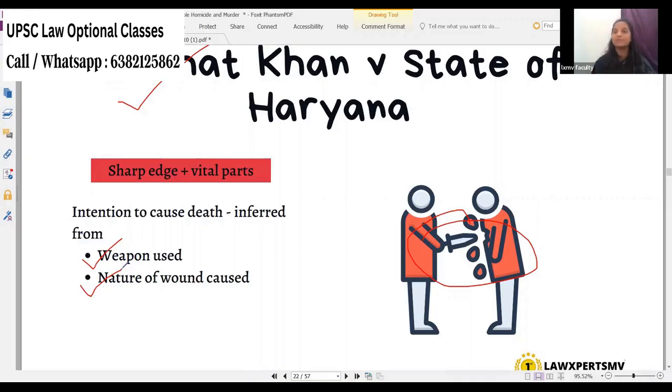These things will tell us the intention of the accused. If you see in this particular case law, he has used a sharp-edged weapon. Usually, why do we use a sharp-edged weapon? To cause a very, very harsh wound, right? And that too, he has cut the vital part. You see the nature of the injury. So by this, we know that he has a clear intention to kill, and he has killed. So he squarely falls under the first clause of murder. Okay.